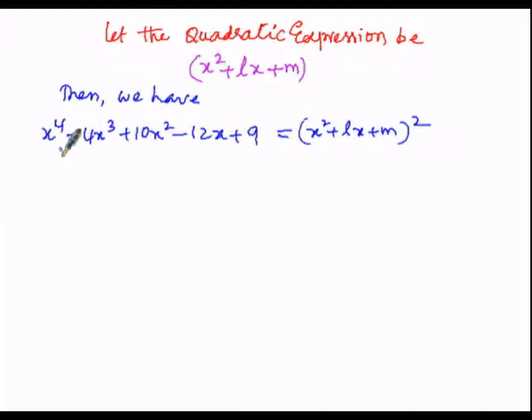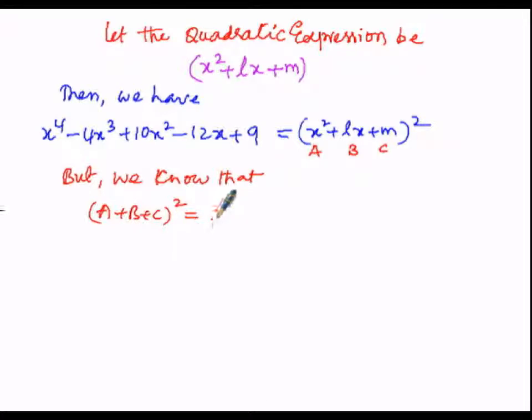Now, by elaborating, we are going to assume x square as a, Lx as b and m as c. So here it is in the form a plus b plus c whole square, and we know the special product: a plus b plus c whole square is equal to a square plus b square plus c square plus 2ab plus 2bc plus 2ca.